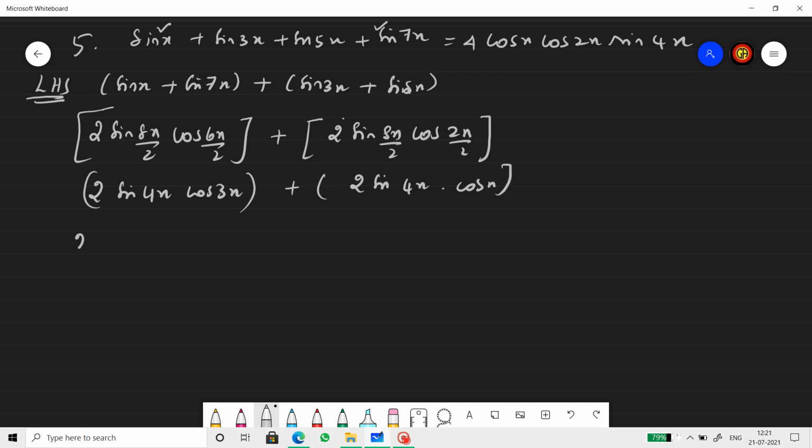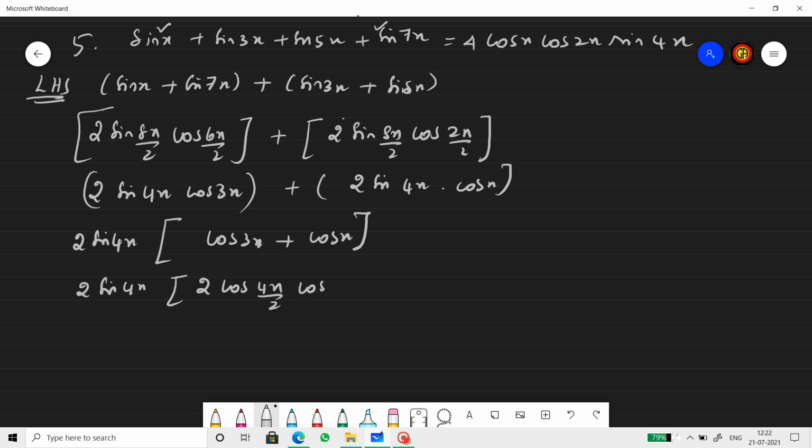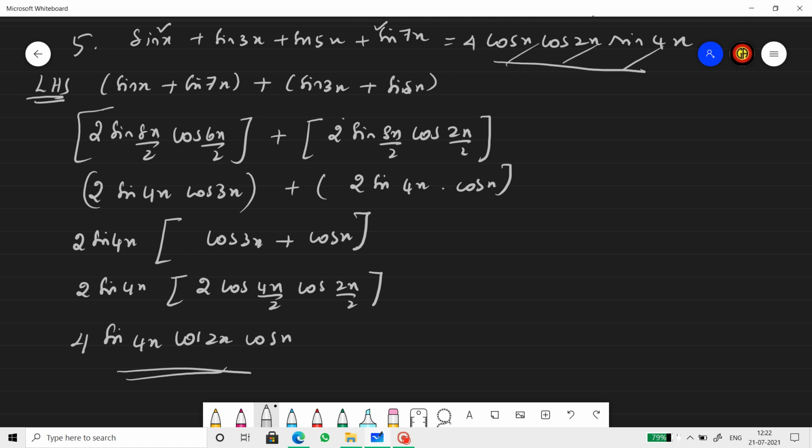Now I can take 2 sin 4x common out. This is what I said in the beginning. You should group them in such a way that you can take something common out. Now I get cos 3x plus cos x. Let's apply the cos x plus cos y formula on this. So 2 sin 4x into 2 cos (3x plus x) by 2, that is 4x by 2, into cos (3x minus x) by 2, that is 2x by 2. So we get 4 sin 4x into cos 2x into cos x. Let's see whether we are able to prove or not. Yes, 4 is there, sin 4x is there, cos 2x is there, and cos x is there. So yes, we proved.